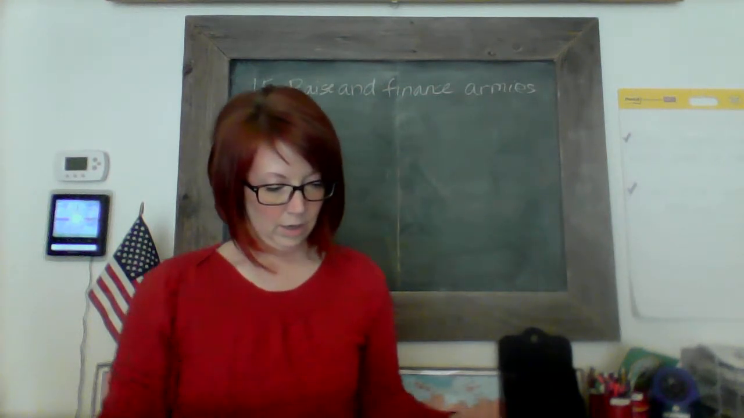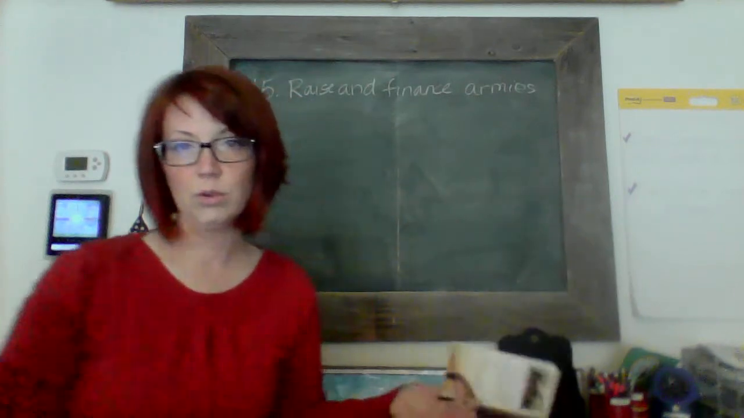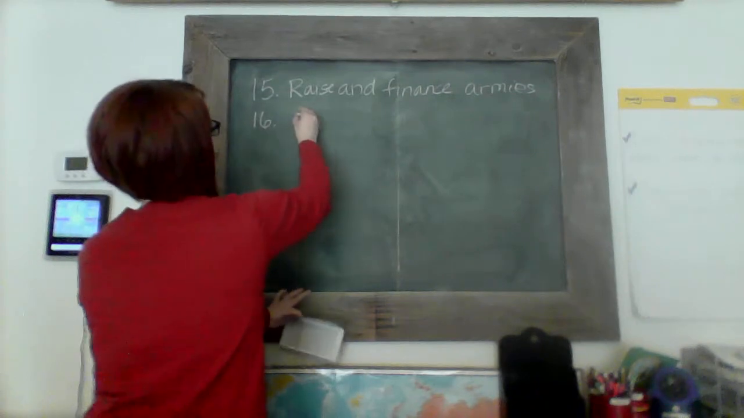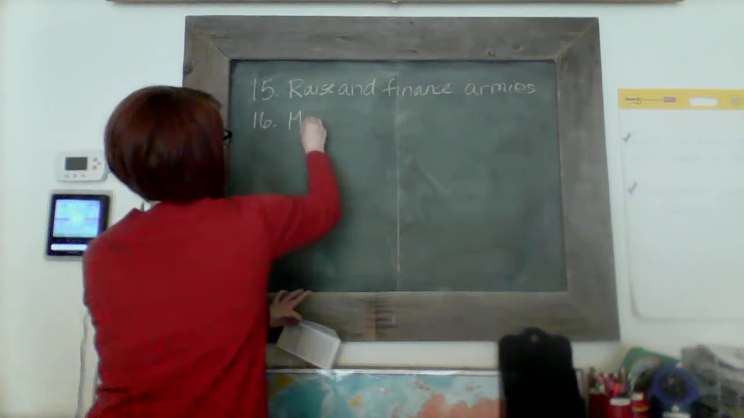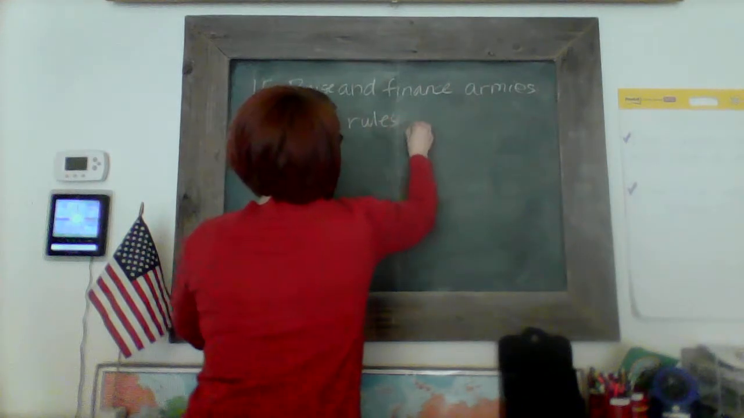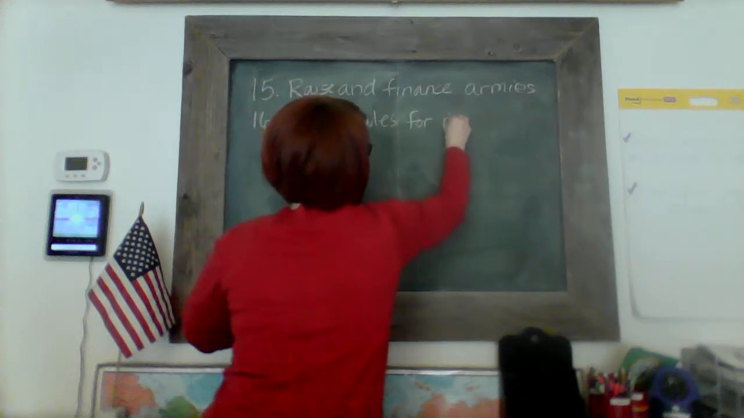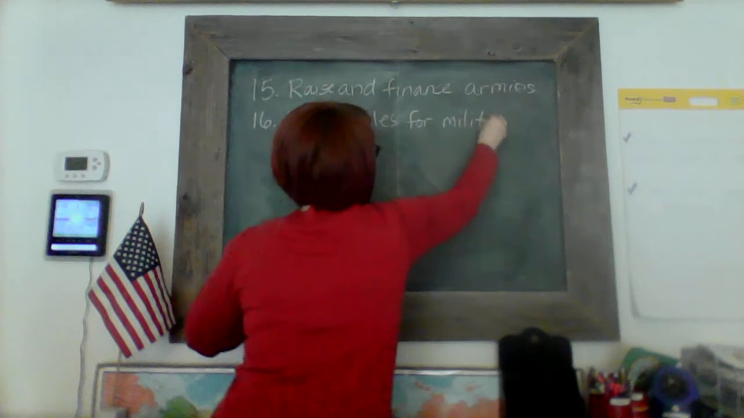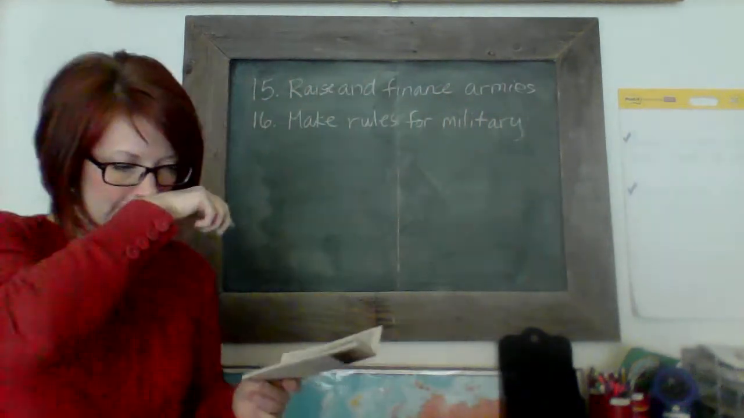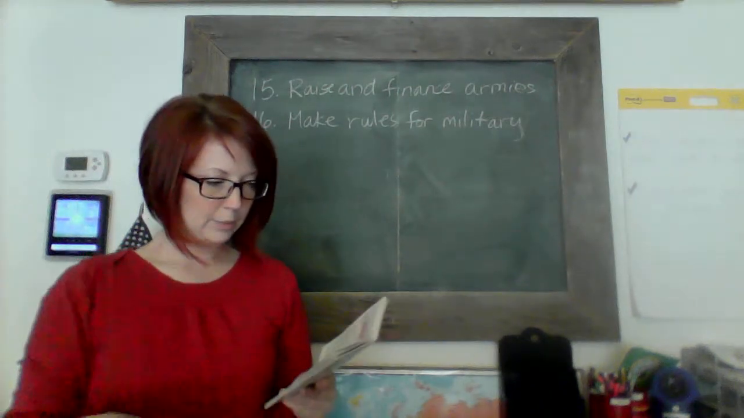Okay. Our next power is to make rules for the government and regulation of the land and naval forces. So this is just making rules for the army. Okay, so Congress is the one who makes rules. Next power.